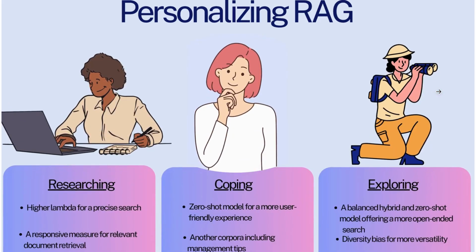So as mentioned, there are 3 users: the lecture or researcher. There's a higher lambda for a more precise search. For example, if you say you're someone who's coping, I utilize the zero-shot model for a more user-friendly experience. And another instance, for exploring, is that I integrated the diversity bias for just overall more versatility in the summarized result.